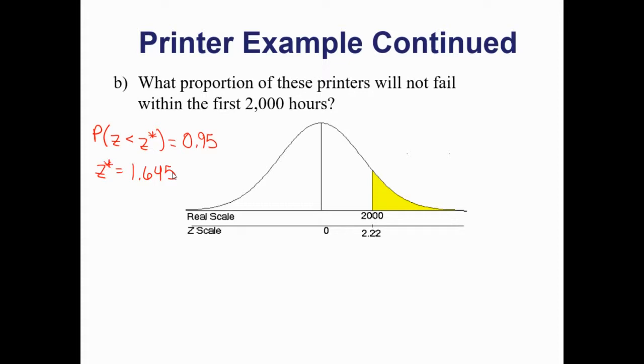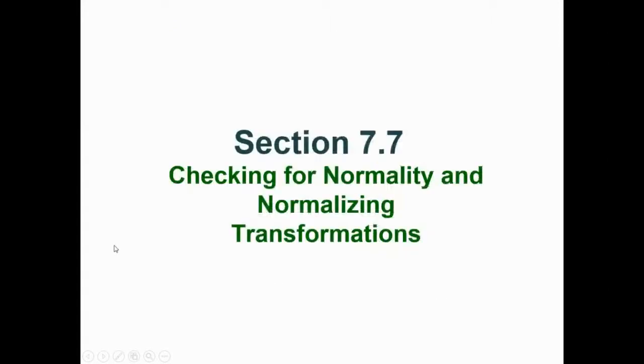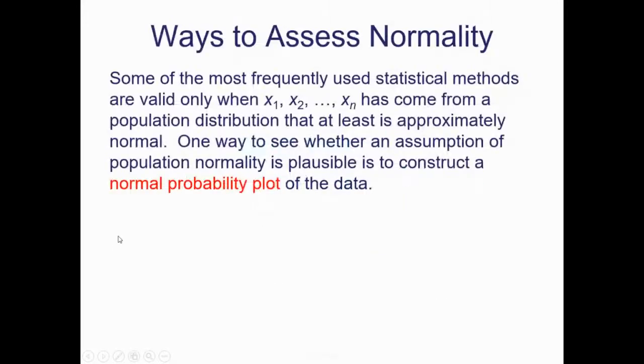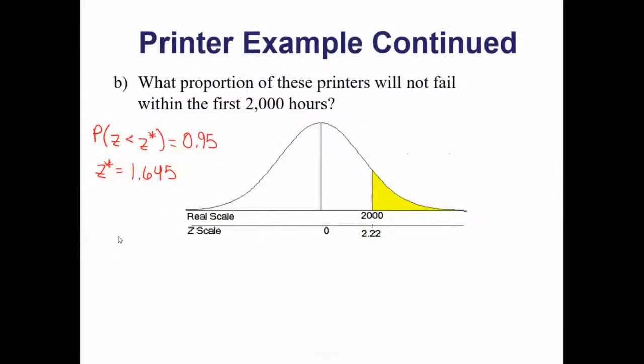Okay, but it doesn't ask for what Z star is, it asks for hours. We're going to have to set up our standardization procedure. Go back. So x minus 1500 over 225 equals 1.645. Why minus 1500? Should be x.